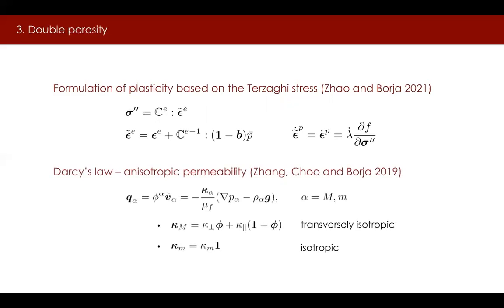The coupled theory can be enhanced further by assuming the permeability tensor for the macropores to be transversely isotropic with two possibly distinct permeabilities in the bed normal and bed parallel directions. As for the micropores, we assume the permeability tensor to be isotropic.